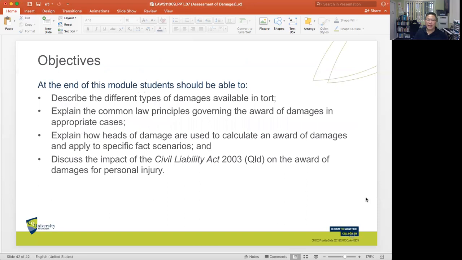So, at the end of this module, students should be able to describe the different types of damages available in tort, explain the common law principles governing the award of damages in appropriate cases, explain how heads of damage are used to calculate an order of damages and apply them to specific fact scenarios, and discuss the impact of the Civil Liability Act 2003 (Queensland) on damages for personal injuries.